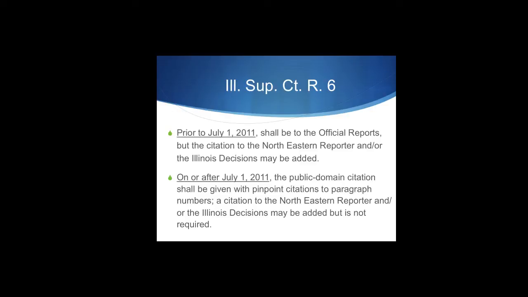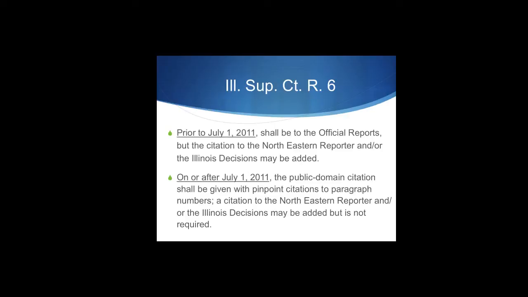Illinois. So, any case cited that was decided prior to July 1st, 2011, you're going to cite to the official reports, and you may, if you wish, add a parallel citation to the Northeastern Reporter and/or the Illinois Decisions. Now notice, the default under the Bluebook was to use all three, to have to triple cite here. But by reading the local rules, I learned that not only do I not have to triple cite, I don't even need to parallel cite. The cite to the official reporter is sufficient.